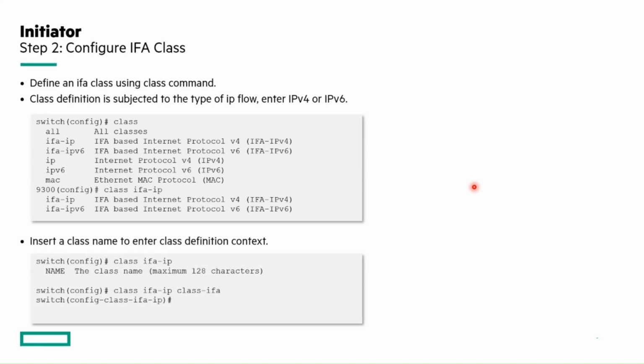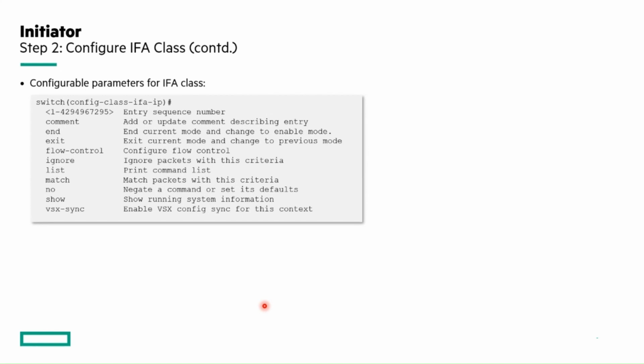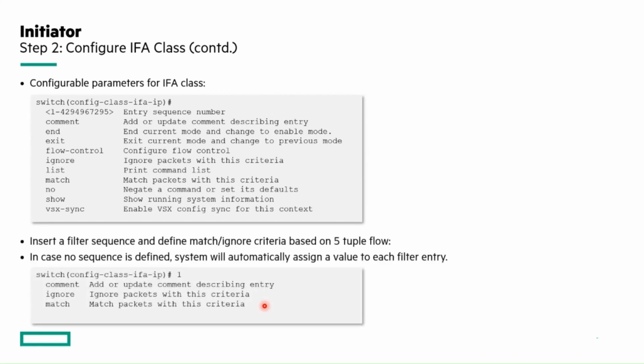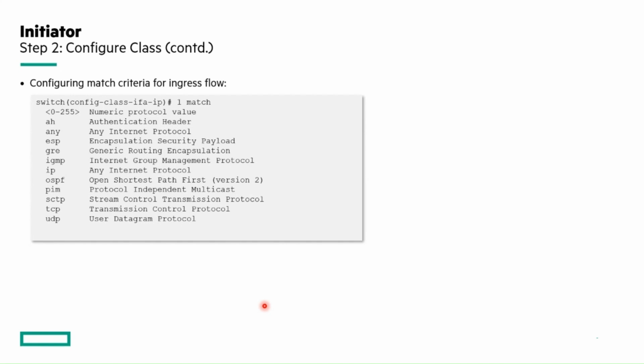Once you have chosen the type of flow of your interest, you can insert the class name, and then it will take you to the class context where you will define the match or ignore criteria. This is where it will take your 5-tuple details with the sequence number, followed by your match and ignore criteria. So for instance, I have now added one match.